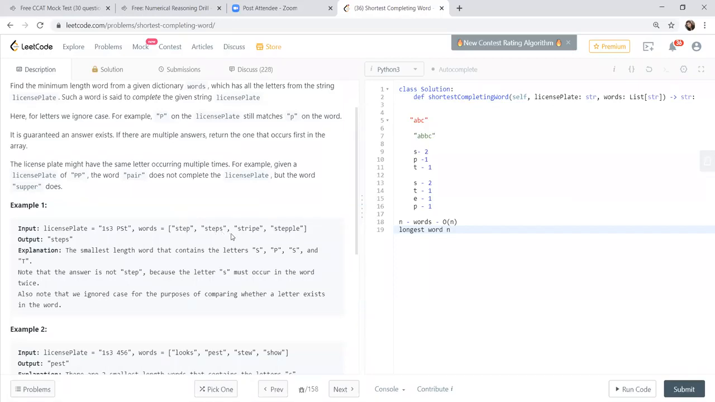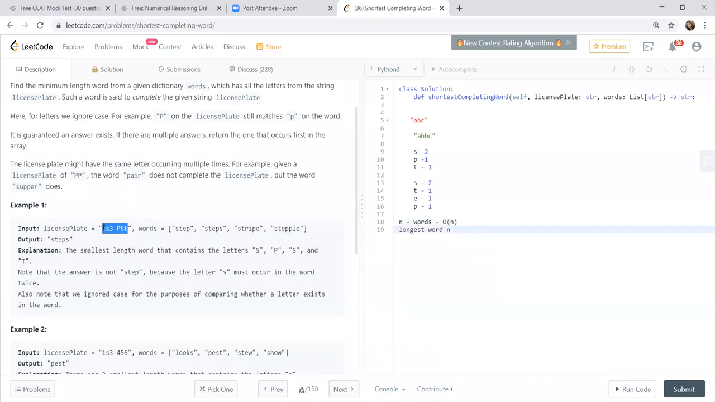When we are comparing them, it's an extra order of 26. But again, that's a constant. So even if you do that, it should be order of n cross m, where n is the length of the array, and m is the length of the longest word. Then how would the license plate be involved in the time complexity?